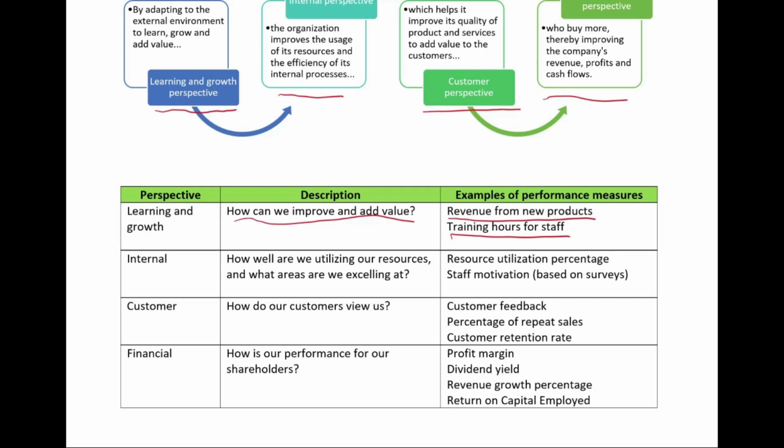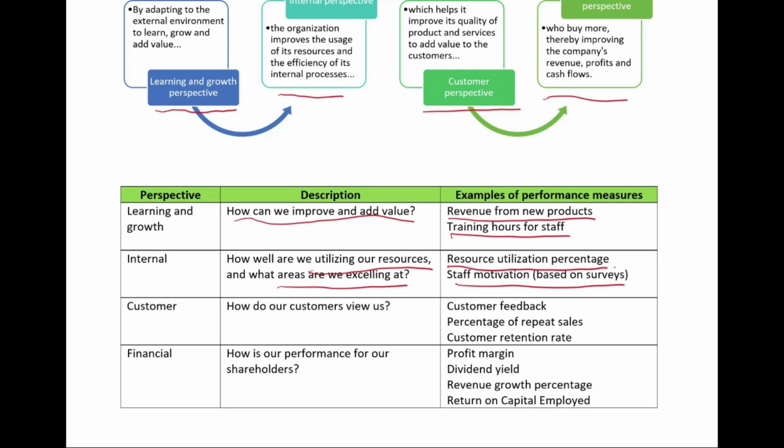Then we have the internal perspective, which looks at how well we're utilizing our internal resources, such as assets and workers, and what areas or processes we're excelling at to obtain the competitive advantage to learn and grow. So resource utilization percentage, like capacity utilization for a machine or an asset, or staff utilization, right? Those things could give you an idea about how well you're utilizing your resources. Another KPI could be staff motivation based on surveys, to take surveys from your staff and get feedback from them on how motivated they are, how likely they are to stay with the company, and so on.